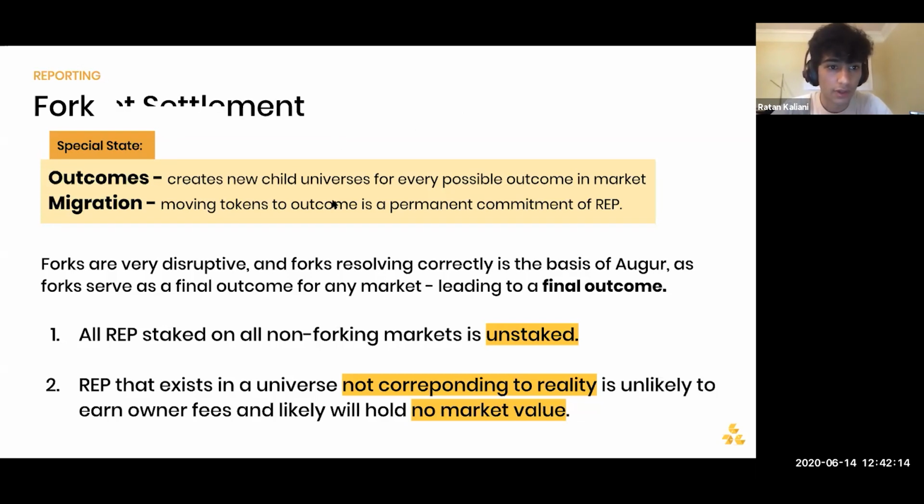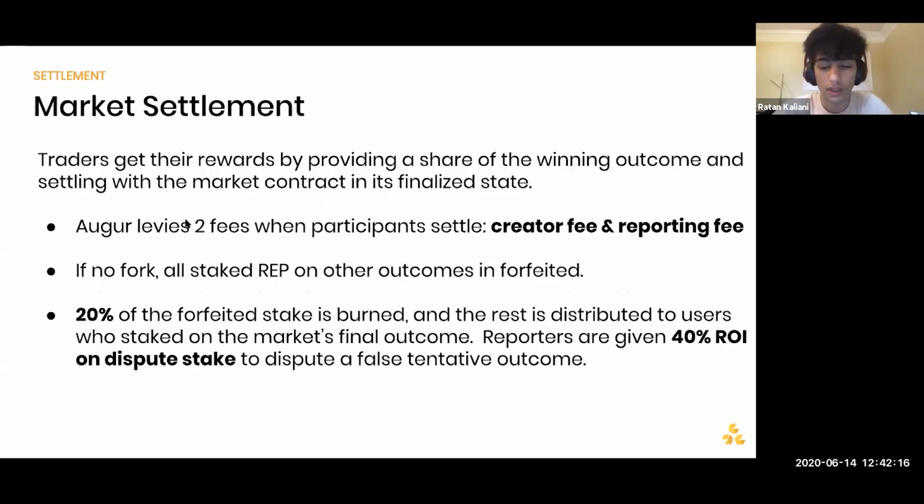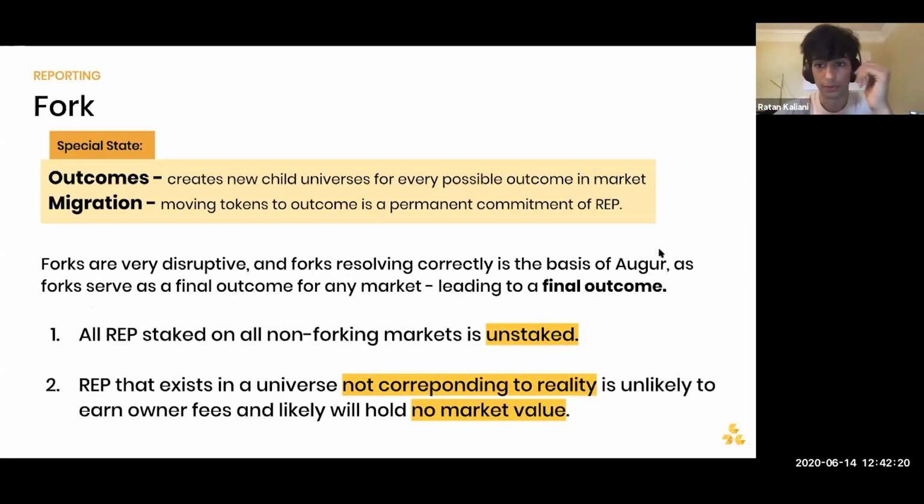Quickly, I'll just ask if anyone has any questions on the fork, feel free to drop them. Otherwise, let's move into settlement. We'll be touching a little more on forking later, as it's really a unique innovation to Augur within the DeFi prediction market space.